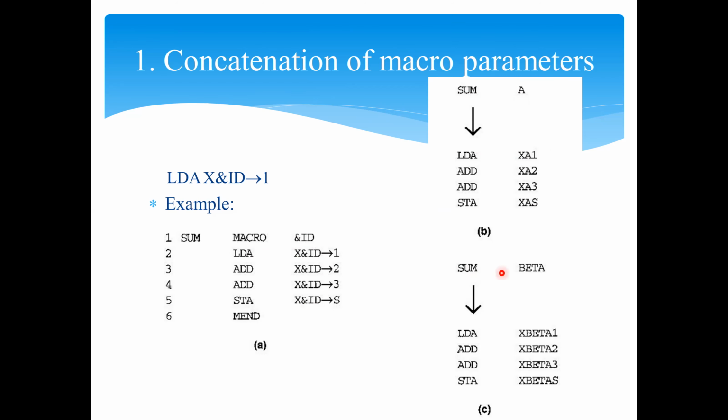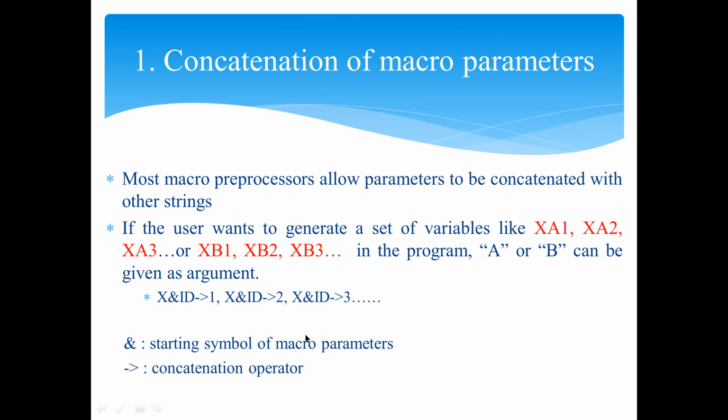Similarly, if you have another macro invocation, sum beta, beta is passed as the argument to the parameter id. Wherever id appears, it will be replaced with the argument beta, giving x beta 1, x beta 2, x beta 3, and so on. This concatenation is made possible by the macro processor with the help of the concatenation operator, which is an arrow. So this is how a macro does concatenation. It is a simple concept, right?